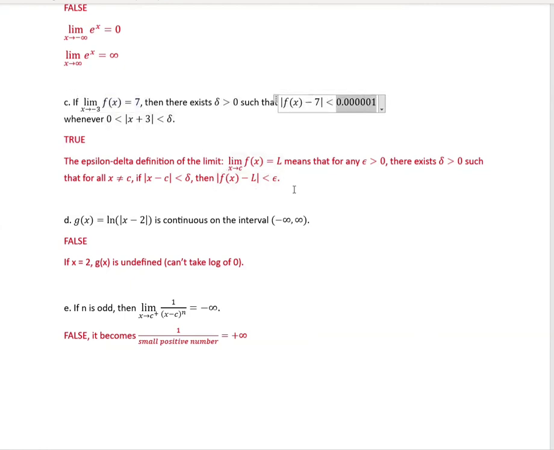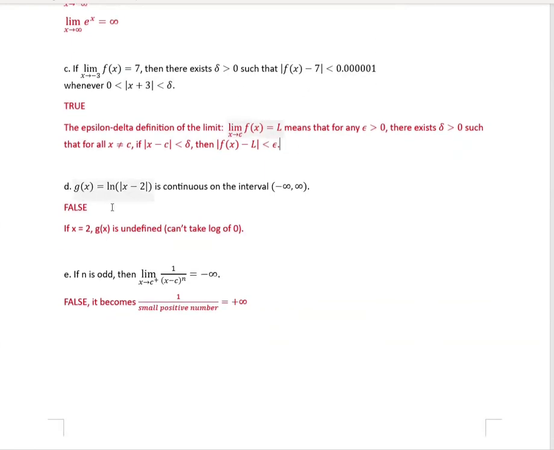Okay, this is just using the definition, so this is for sure true. Okay, D, g of x is equal to ln of absolute value x minus 2 is continuous on an interval -infinity to infinity. This is for sure false because we can't take the log of 0. So when x is 2, g of x is undefined.